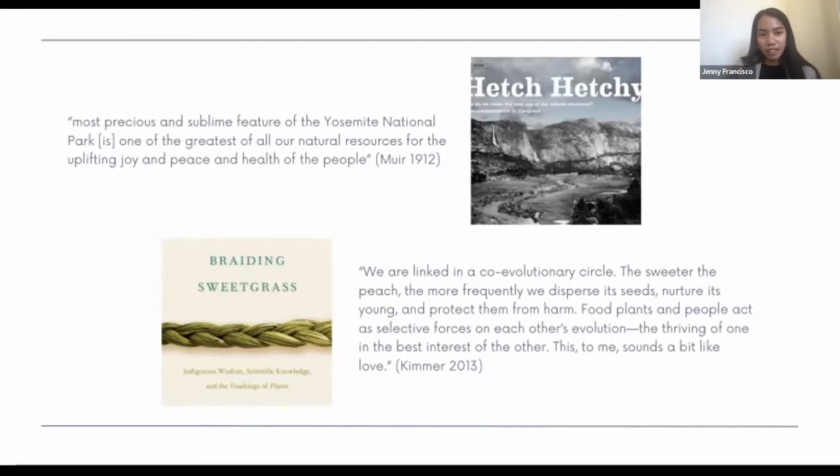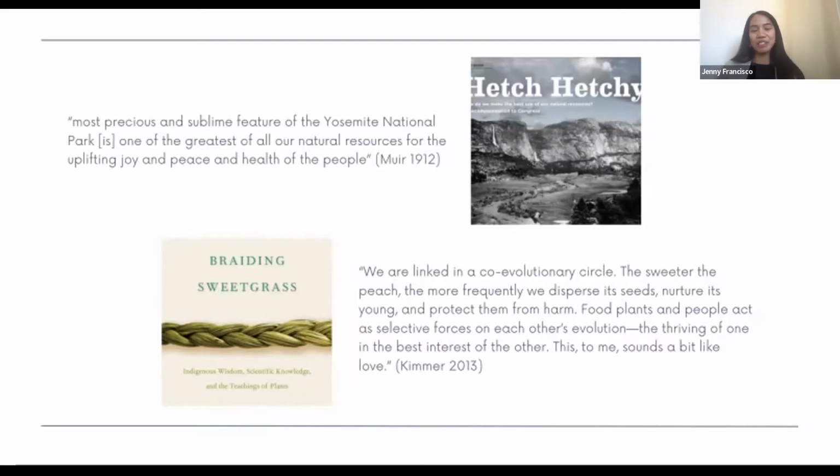And I added this quote from her book, which I thought was really transforming in how I perceived the environment. And I really want to read this quote. And she says, "We are linked in a co-evolutionary circle. The sweeter the peach, the more frequently we disperse its seeds, nurture its young, and protect them from harm. Food plants and people act as selective forces on each other's evolution, the thriving of one in the best interest of the other. This to me sounds a bit like love."